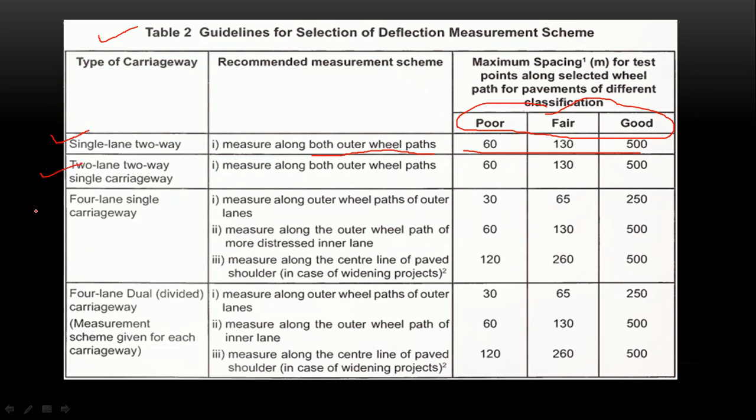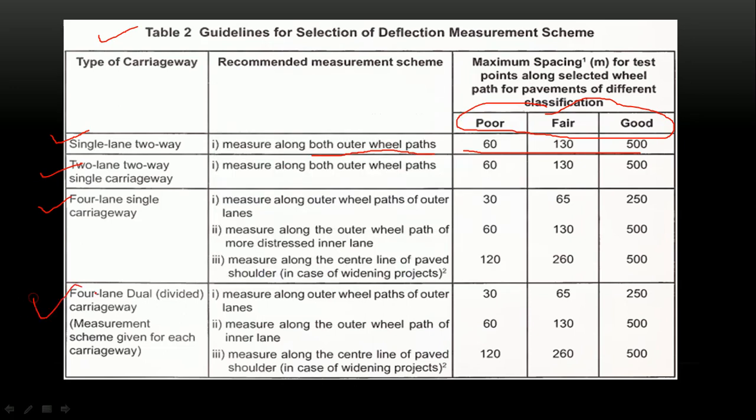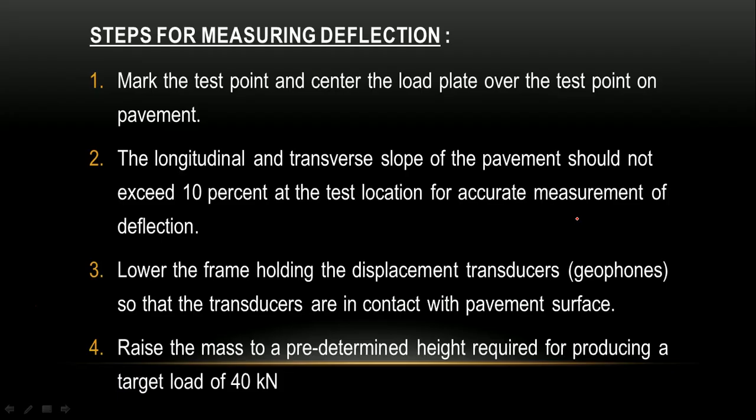Similarly, you can observe here for 2-lane single carriageway, 4-lane single carriageway and divided carriageway. The specifications are given as per the type of the road, that is, where we have to measure the deflection, outer wheel path, outer lanes, and the distance at which we need to measure, that is, the interval between the points.